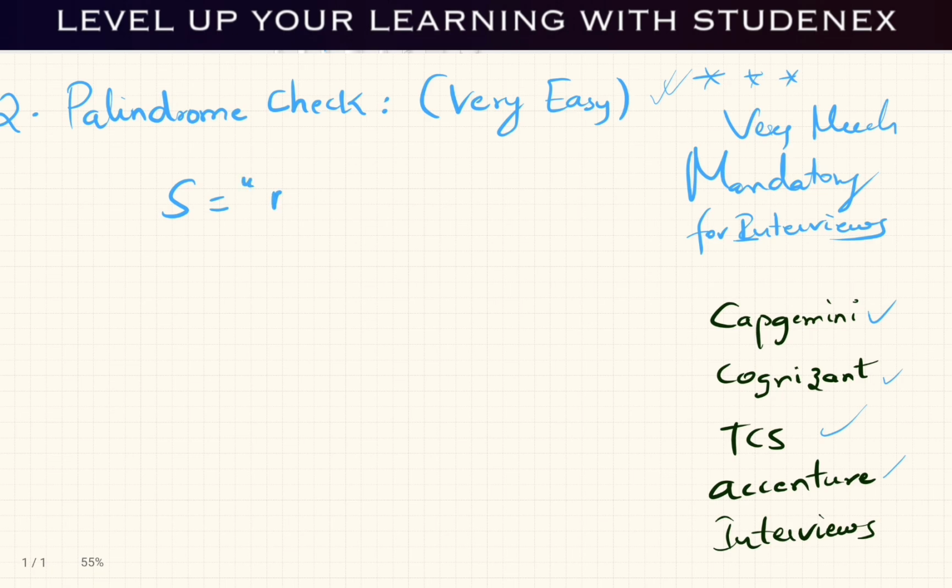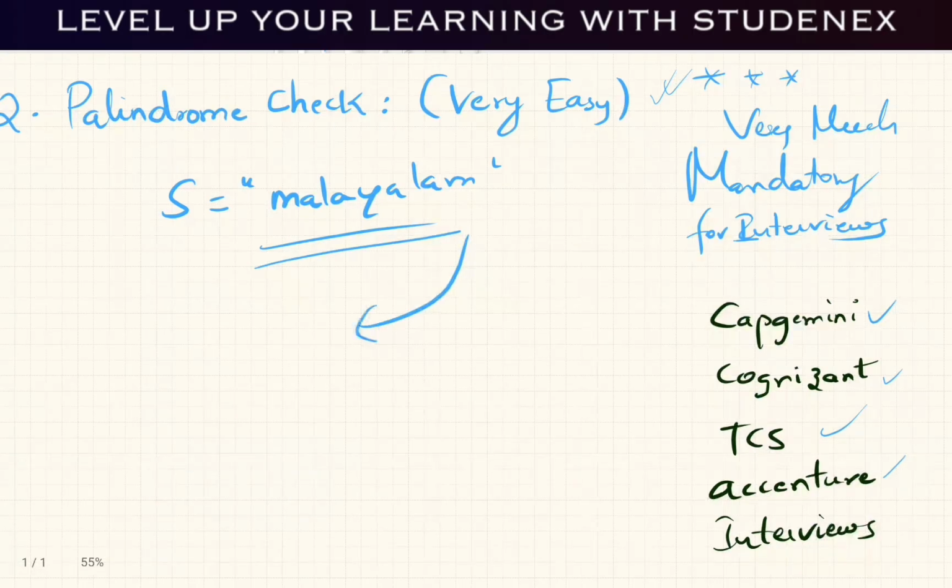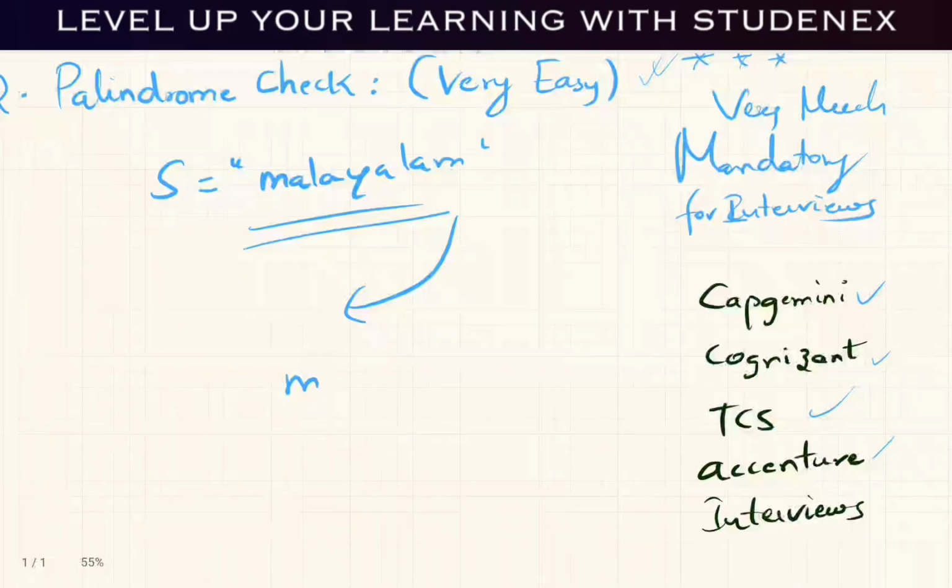the first example as Malayalam. If you see this particular example, if you reverse this, what do you get? Malayalam. The same string. Even after reversing, if the same string appears, so that the string equals its reverse, then it's a palindrome.